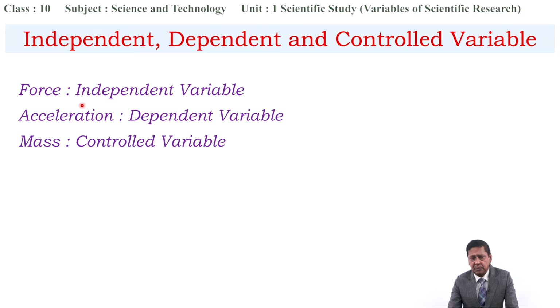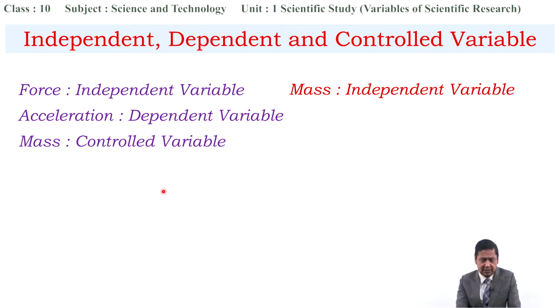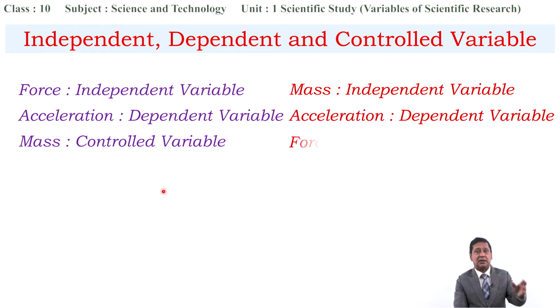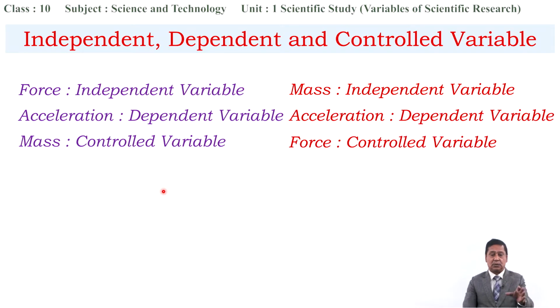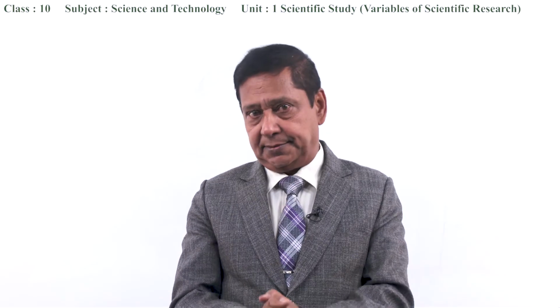In the previous experiment, force was the independent variable, acceleration was the dependent variable, and mass was the controlled variable. In this experiment, we are manipulating the value of mass. That's why mass is the independent variable, acceleration is the dependent variable, and force is the controlled variable. Let's take another example also.